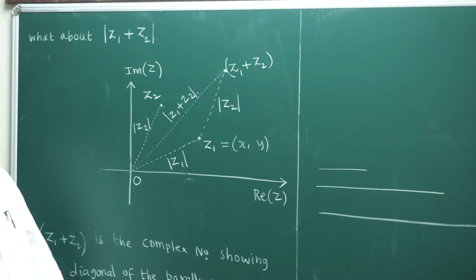This means that mod Z1 plus mod Z2 is not equal to mod of the sum, unless there is a special situation. The special situation is that everything should be parallel. Z1 is this, Z2 is this. If everything is parallel to each other, then it will become equal. That means you no longer have any triangle. If it is a continuation of the same line, then the summation will be equal.